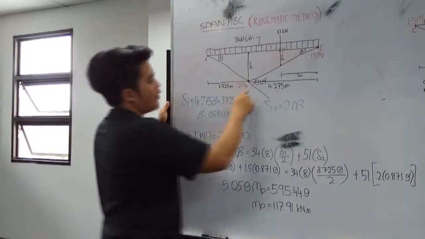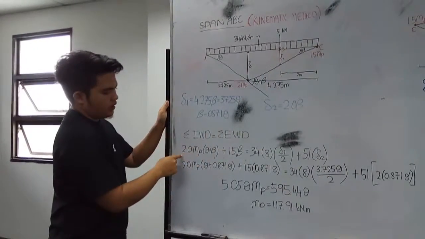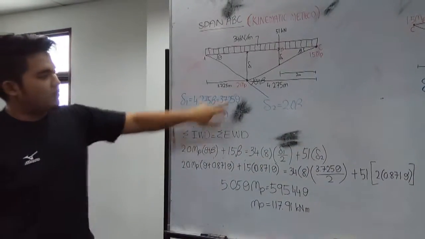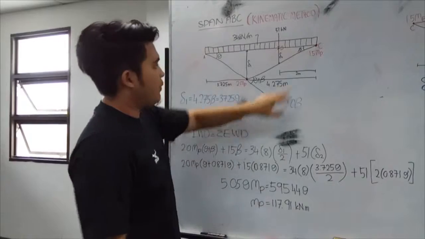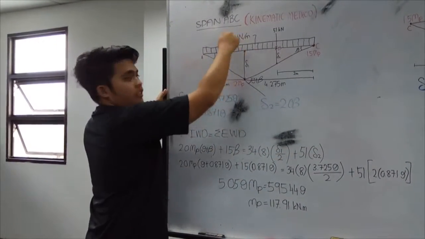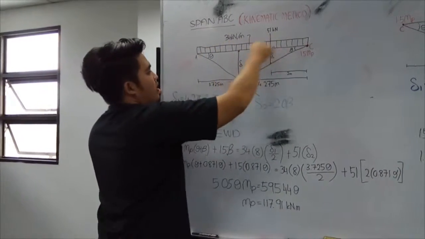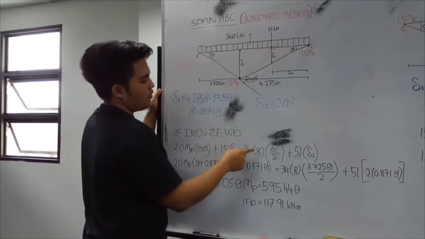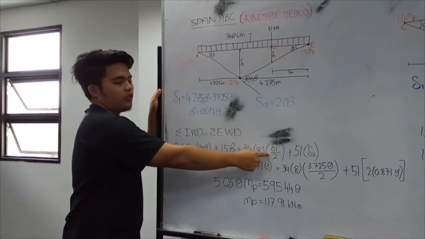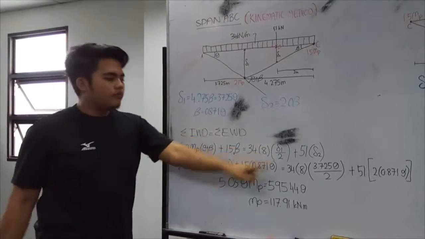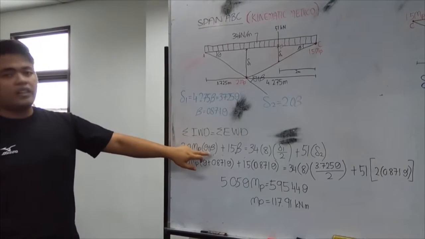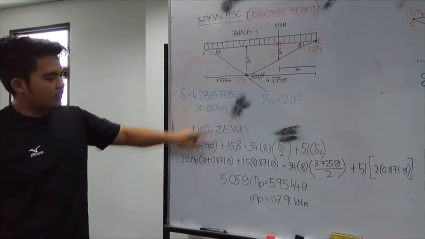So we have only 2 points here, so the calculation should be like this: 2 moment alpha plus beta, plus 1.5 moment beta, and then the load right here, this one is a UDL. So when the load is UDL, we have to be very careful because the load has to be divided by 2. After that, we substitute the value of beta with the value of theta.